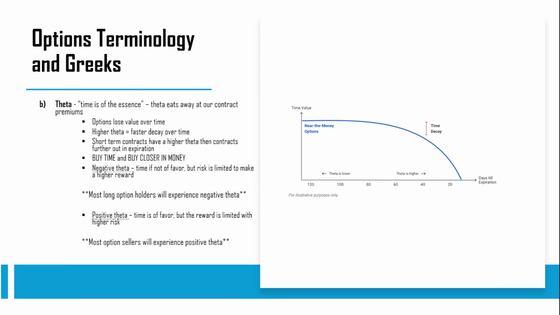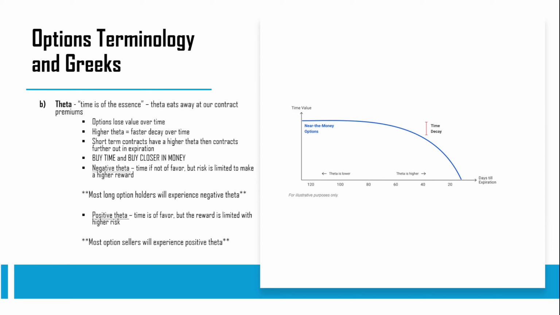Your delta is going to be higher the closer to the money you are, and the further out your expiration is, because it's less risky. But those contracts will cost more than a further out of the money one will. But yeah, gamma, you could look at gamma as a small multiplier.